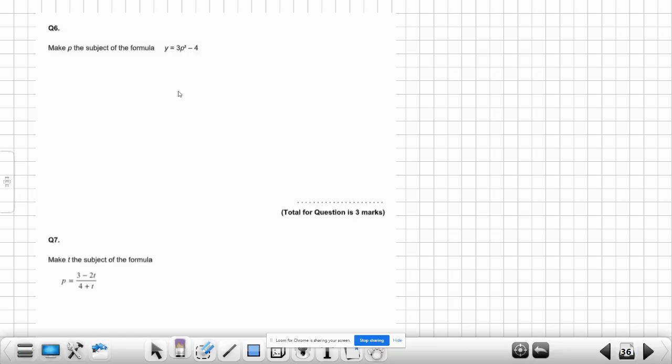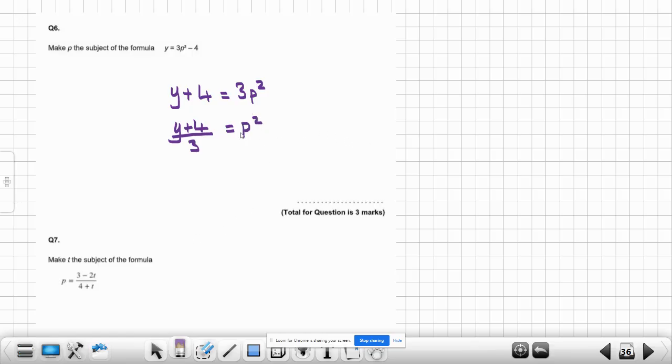Going to start by saying y plus 4 equals 3p squared. So basically I've added 4 to both sides to get rid of that 4. The next thing we're going to do to try and isolate p is we're going to divide by 3. So y plus 4 all divided by 3 is equal to p squared. Okay, so that's the second step.